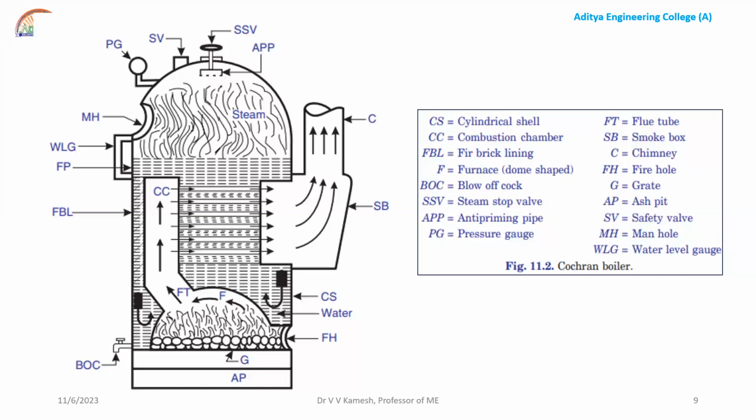Okay, so you can visualize so many other parts, as we discussed earlier about boiler mountings and accessories. Different mountings and accessories like chimney, smoke box, fire hole, ash pit, safety valve, manhole, water level indicator, steam stop valve, so many things, right? We'll discuss part by part in the next diagram.